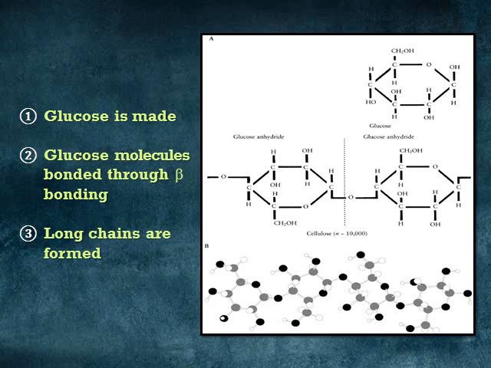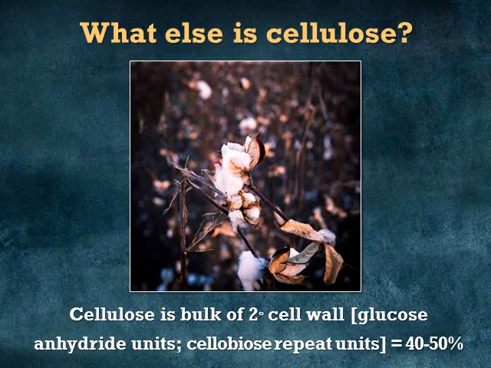these long chains. And those long chains of over 10,000 glucose molecules become what's known as cellulose. And cellulose are these long chains. You can read more about cellulose in your book. But what is cellulose? Well, the easiest way to picture what cellulose is, is to look at cotton, because cotton is primarily cellulose. Those long white fibers are pure cellulose.